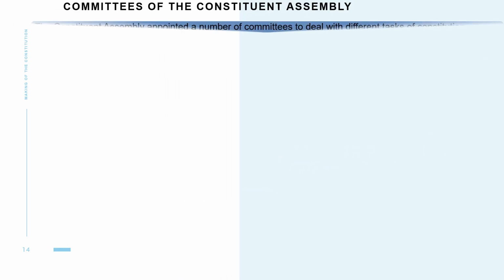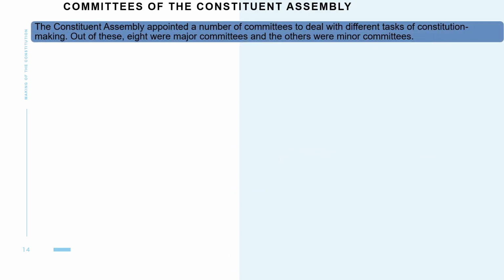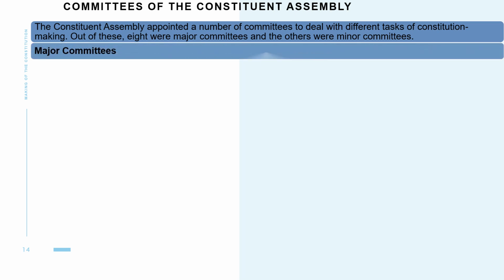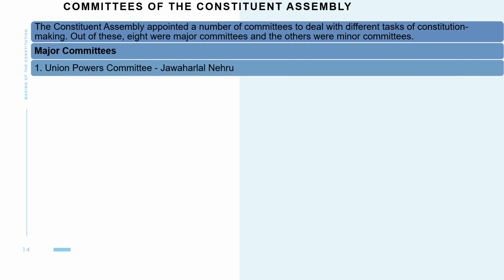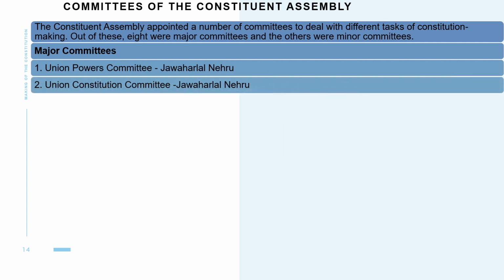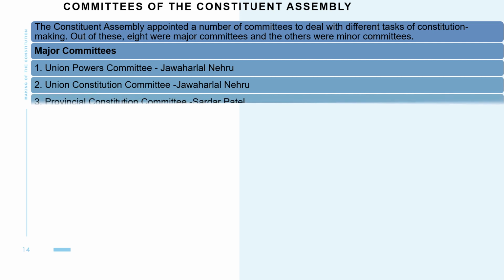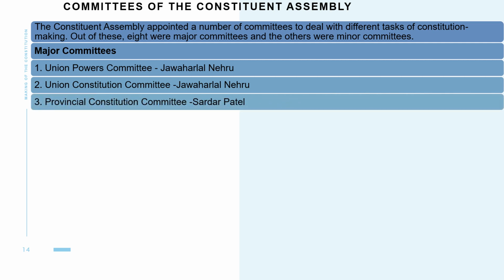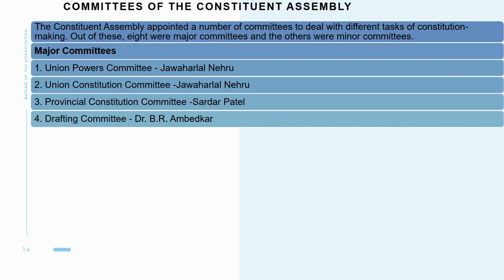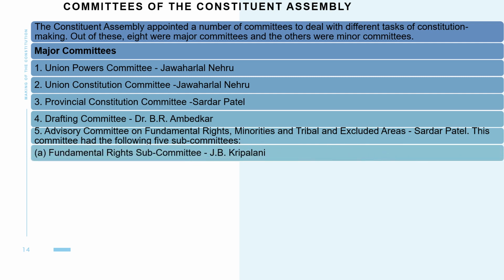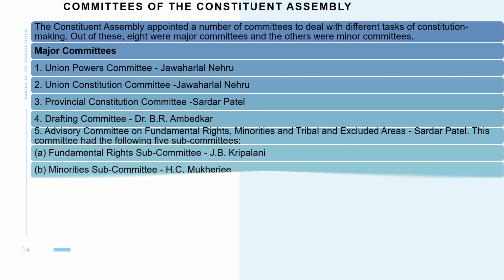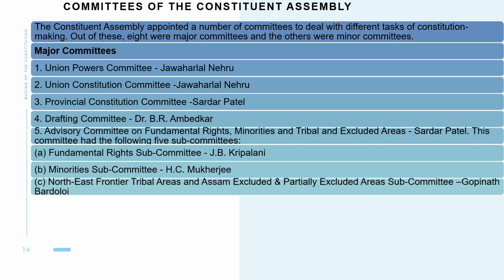Committees of the Constituent Assembly. The Constituent Assembly appointed a number of committees to deal with the different tasks of constitution making. Out of these, 8 were major committees and others were minor committees. The major committees included the Union Power Committee and Union Constitution Committee, both headed by Jawaharlal Nehru, and a Provincial Constitution Committee, headed by Sardar Patel, and a Drafting Committee by Dr. B.R. Ambedkar. Advisory Committee on Fundamental Rights, Minorities and Tribal and Excluded Areas was headed by Sardar Patel.